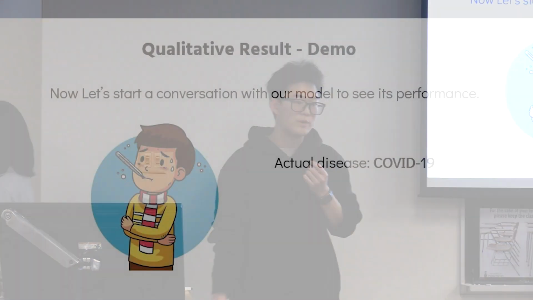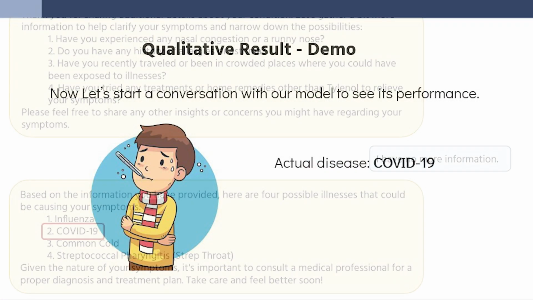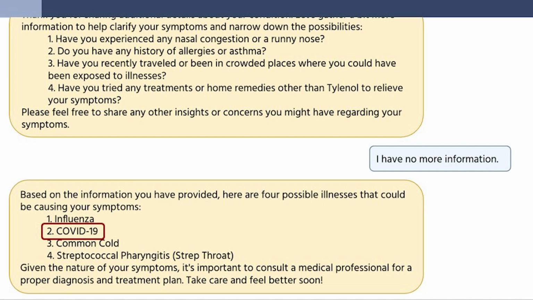Okay, now let's start a conversation with our model to see its performance. Here, I use my actual disease, COVID-19. I began by describing my symptoms, fever and sore throat. The system analyzes and asks me more general questions first. For example, have you been in close contact with anyone who has similar symptoms? I answer all these questions, and the system refines its understanding by asking more specific questions. For example, have you noticed any loss of taste or smell?